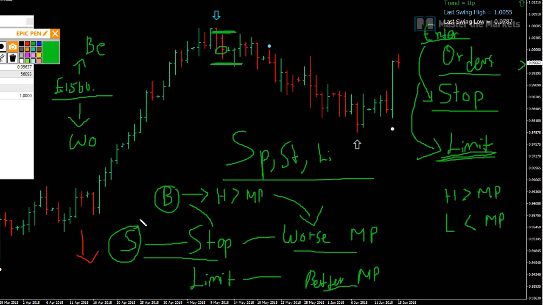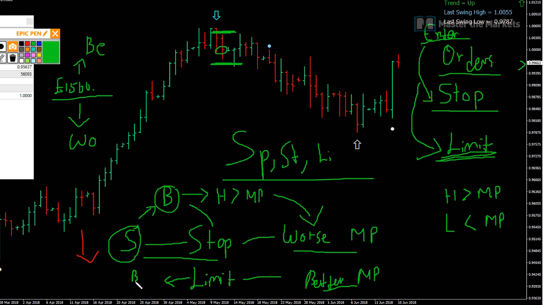So that's how it becomes relative, right? For a buy stop, higher than the market price is worse. For a sell stop, as a seller, lower than the market price is worse because you are changing a position as a buyer or seller. The same thing for the limit, is it not, traders?